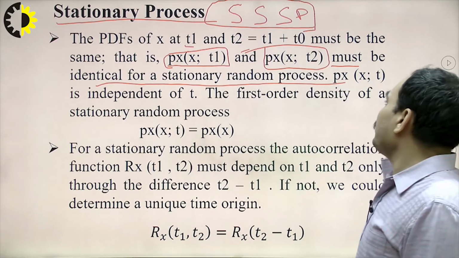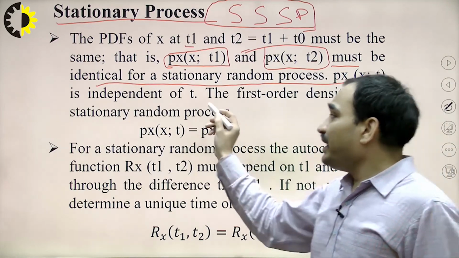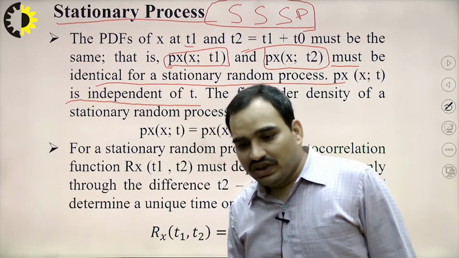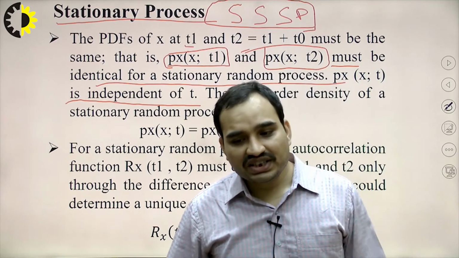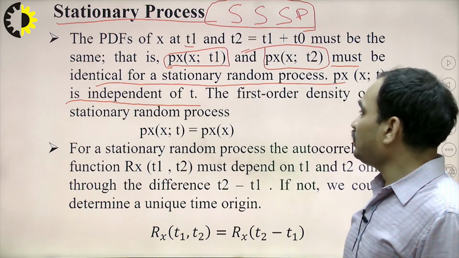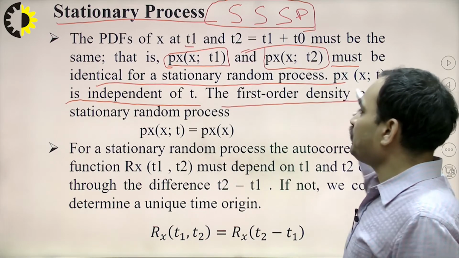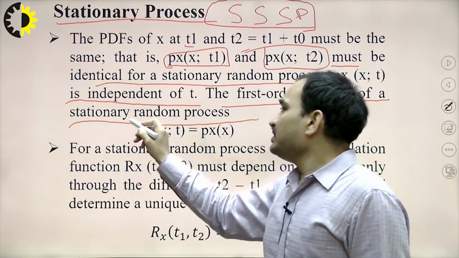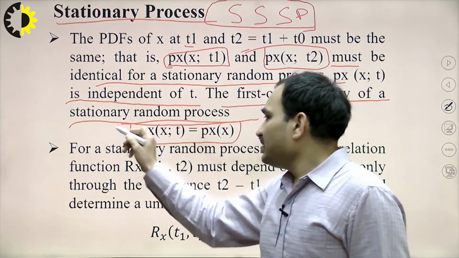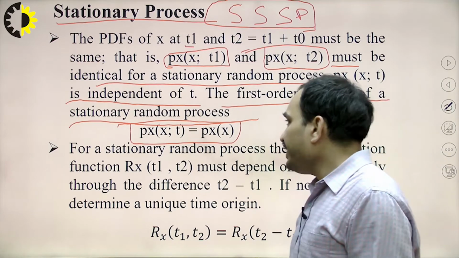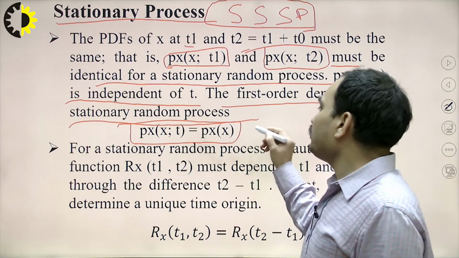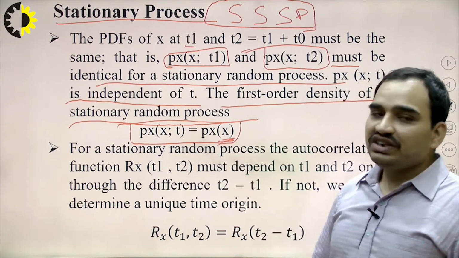So p of x(t) is independent of t. So even if you are shifting the time, if you are changing the time, there is no change in that. So the first order density of a stationary process, this is the first condition, is that the probability density function is time invariant or independent of time. So the time function is lost here.